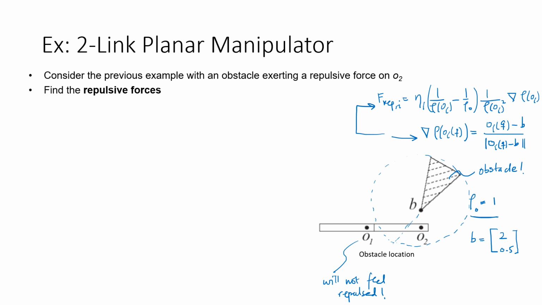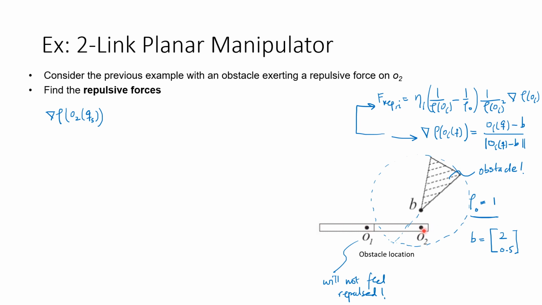So let's quickly do that. In that particular scenario, the gradient of rho is going to be corresponding to O2, because that's what I'm going to be more concerned about. Because it is the starting configuration, that's why I'm writing down q_s over here, because you can see that the robot is currently parked in the starting configuration.